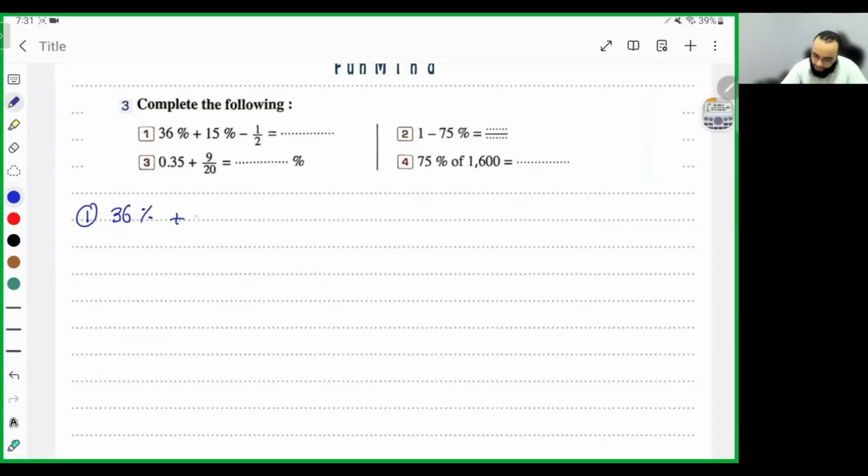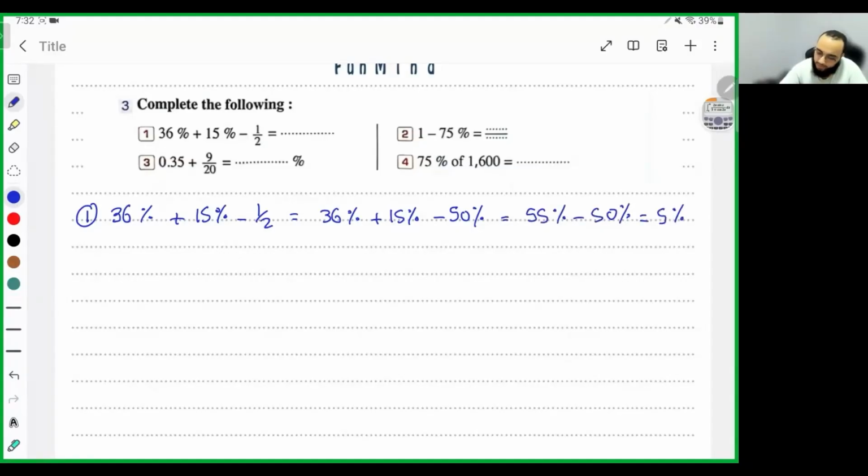If you have a question like that, 36% plus 15% minus half. So instead of the half, what can we write? Instead of the half, we can write 50%. Yes, the half is 50%. 36 plus 15 minus 50. 36 plus 15: 6 and 5, 11. 1 and 1, 4 and 1, 5. Then it's 55% minus 50%, which is 5%.